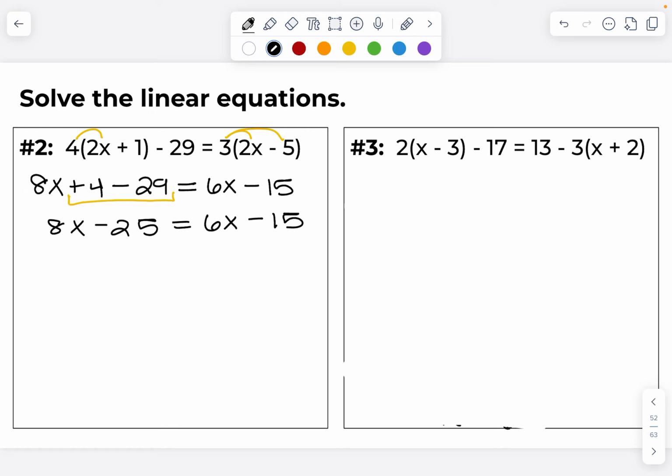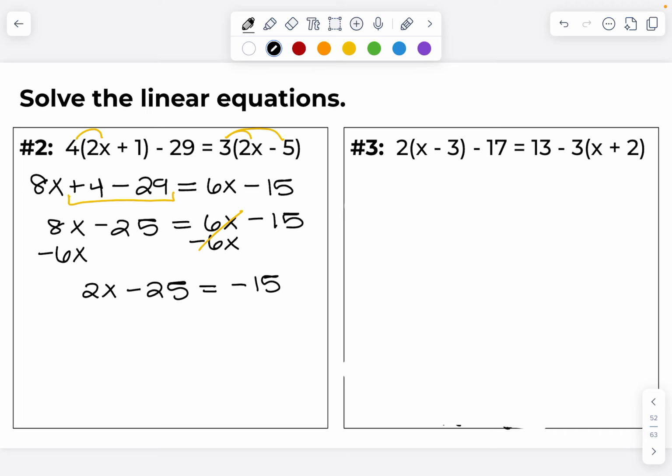Okay, and then again, I'm going to move x's to the left, numbers to the right. Okay, so I'm going to subtract 6x. Okay, so that will get rid of the 6x here. So 8 minus 6 gives me 2x. I've still got a negative 25 on the left, and then equals, I'm bringing down the negative 15.